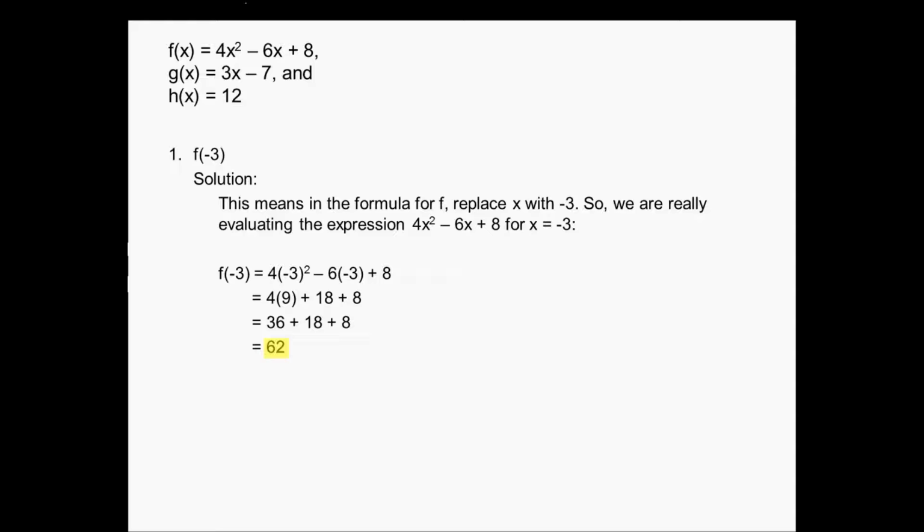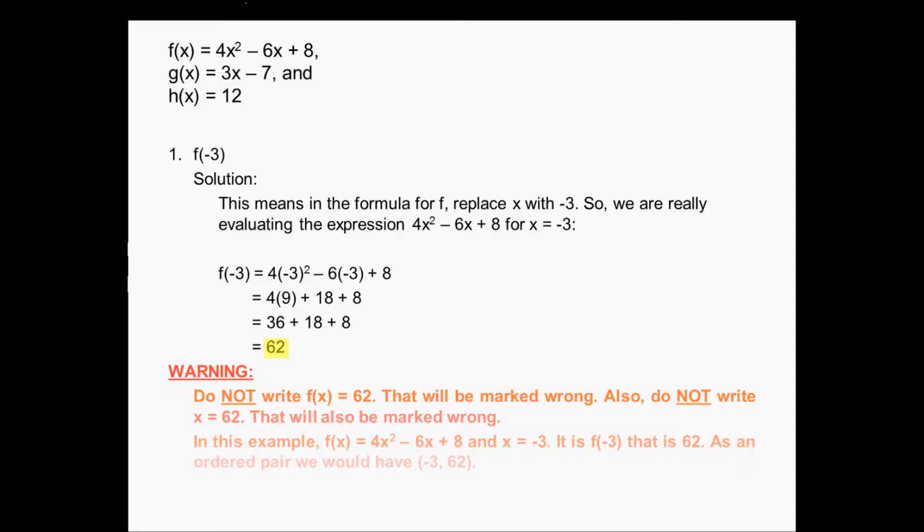So a warning here. Do not write f of x equals 62. That will be marked wrong. It is wrong. Also, do not write x equals 62. That will also be marked wrong because it is wrong. In this example, f of x is 4x squared minus 6x plus 8, and x is negative 3. The number inside the parentheses is the x value. This is the functional formula. It is f of negative 3 that is 62.